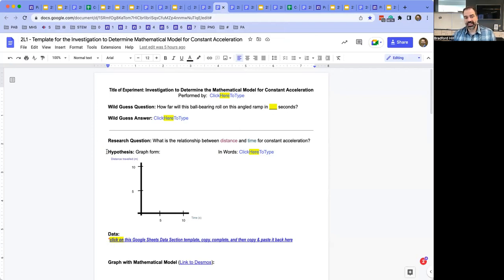I want to just point out that they hypothesize now. We're past Unit 1, so they know it's a horizontal line, proportional, quadratic, or inversely proportional. They can eliminate horizontal line and inversely proportional. Now they're down to proportional and quadratic, but they know constant velocity is proportional. So they have a really good chance of hypothesizing that it's quadratic.